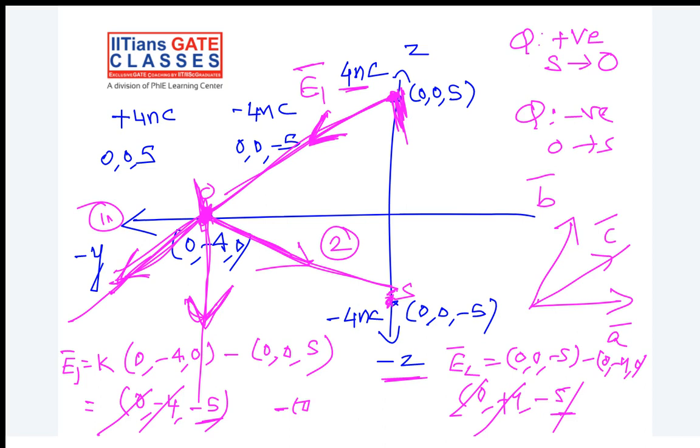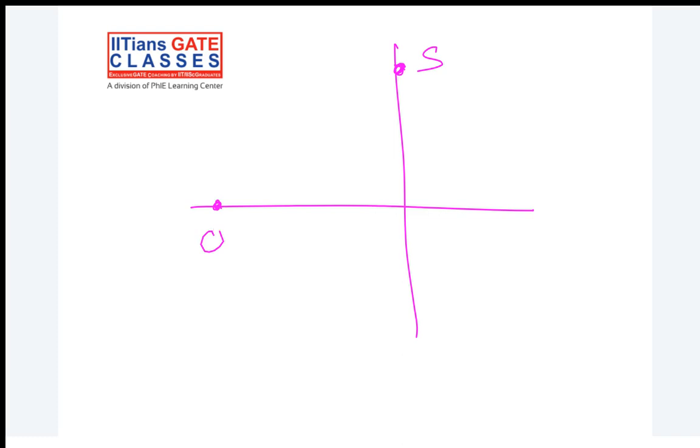But if we do it like this, the first E1 will be from 0, 0, 5 to 0, minus 4, 0, right, sir? It is going in this way. But while subtracting, we are taking 0, minus 4, 0 minus 0, 0, 5. No. See, this is a vector. Once again, I will write here. This is the source point, and this is your observer point. This is 0, minus 4, 0.